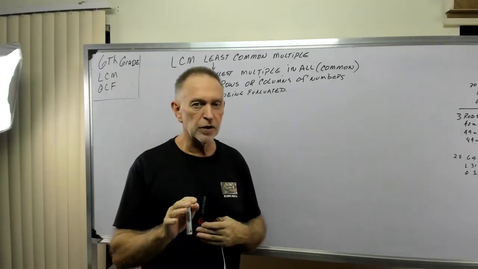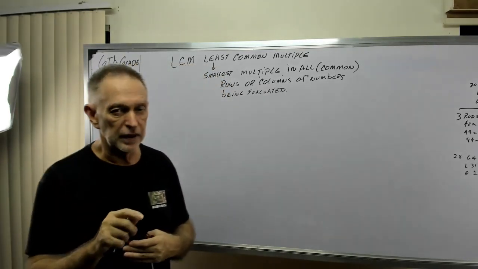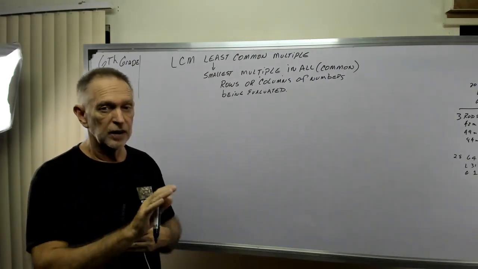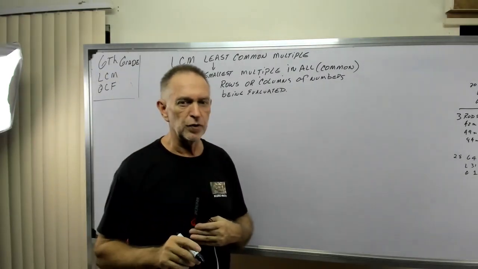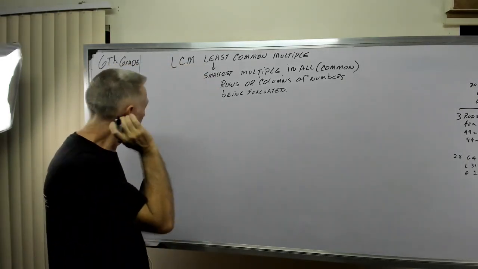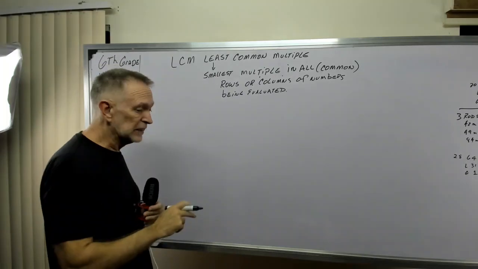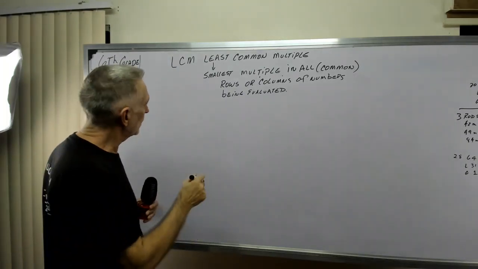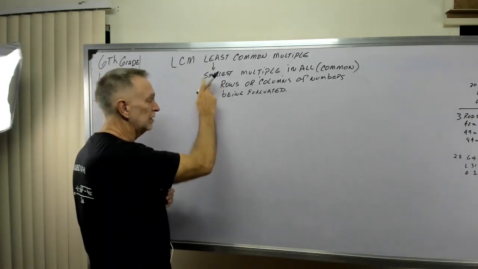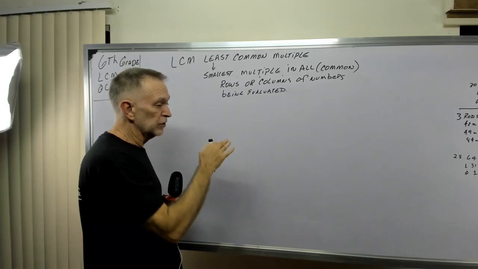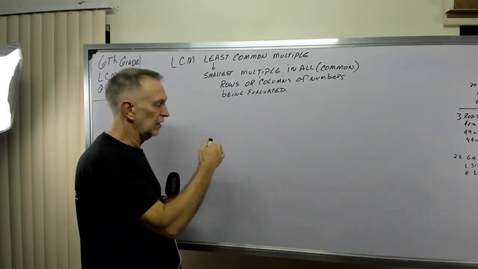There's a little bit of confusion out there, and I know we've already had a video on this, but I want to clarify a few things that might help. When you think about the least common multiple, the least means the smallest. Multiple means it's something that you're multiplying.